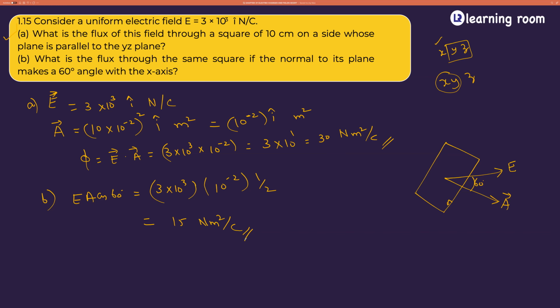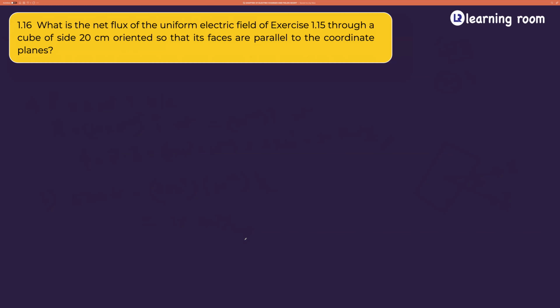Shall we proceed? Yeah. So how to solve this? What is the net flux of the uniform electric field of exercise 1.15, that is the previous problem, through a cube of 20 centimeter oriented so that the faces are parallel to the coordinate planes? So what is happening is in the previous case, it was only one square. Now there are 6 squares, placed in the shape of a cube. And how are the faces oriented? They are parallel to the coordinate axes itself.